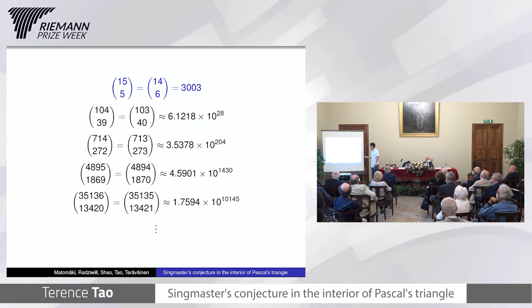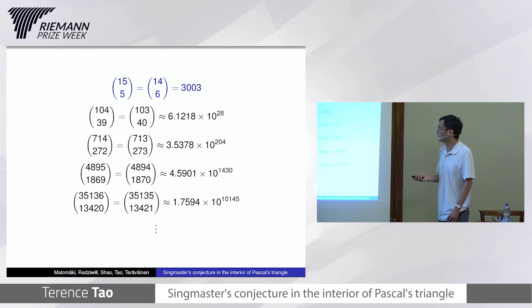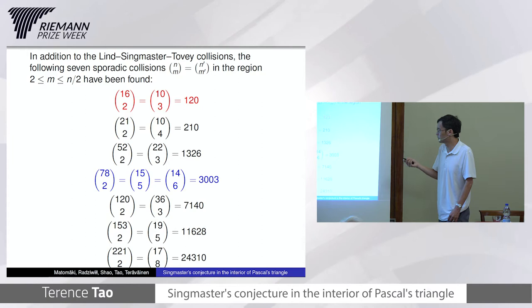And then there's a few others. So we already saw over here that there was this other collision which isn't of the form of two adjacent coefficients. And so there's a few of those as well. So if you just get a computer to search for a few collisions, you find seven other binomial coefficients that agree. So 16 choose 2 and 10 choose 3, 120. And there's a couple more like this.